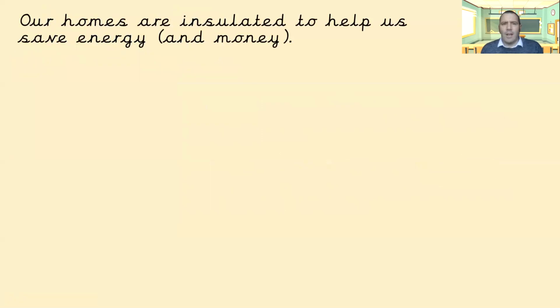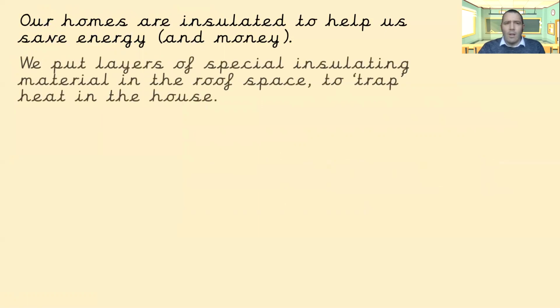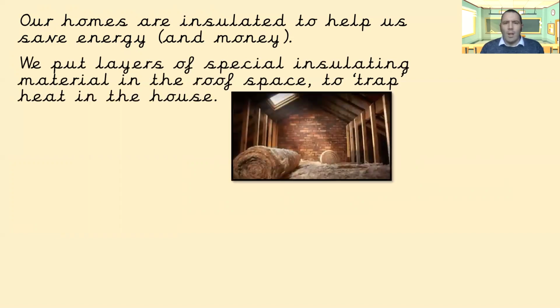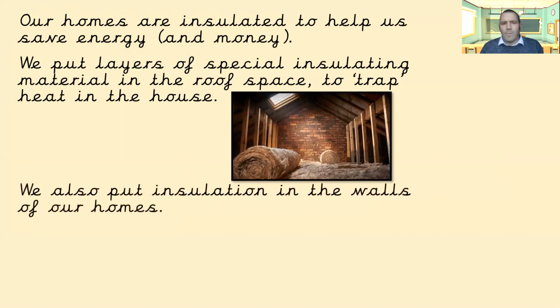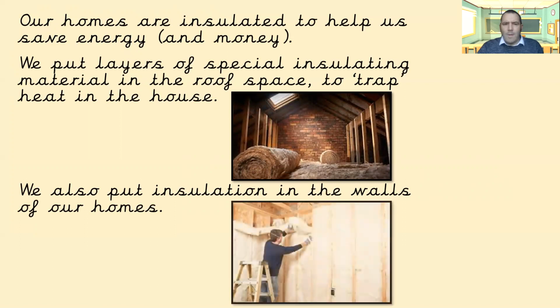So our homes are insulated to help us save energy and money. We put layers of special insulating material in the roof space designed to trap the heat in the house. So think of it as a coat for your house. So we've got this fiberglass insulation, which we lay down, we fill all the gaps with, and it just keeps that heat in. So it works like the filling in your coat. It goes in the walls, it goes in the ceilings, it goes in the roof, it goes everywhere there's a gap in the house, and it fills up that space. So here it's being installed into a wall.